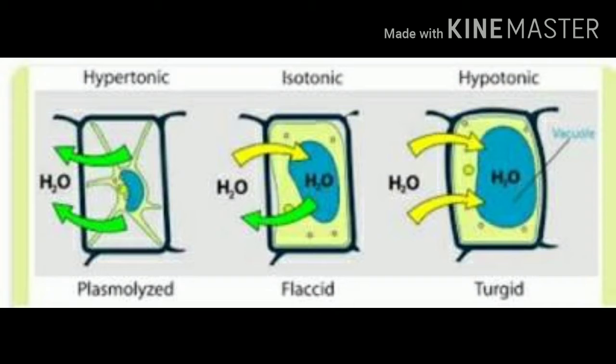Then when a plasmolysed cell is kept in isotonic solution, there will be no further plasmolysis. And when a plasmolysed cell is kept in hypotonic solution, it will again become turgid. That is, water from the solution enters into the cell. Like that, the cell becomes turgid, and this is called deplasmolysis. In deplasmolysis, water from the solution enters into the cell, that is, endosmosis occurs. Due to this, the plasmolysed cell will become turgid again.